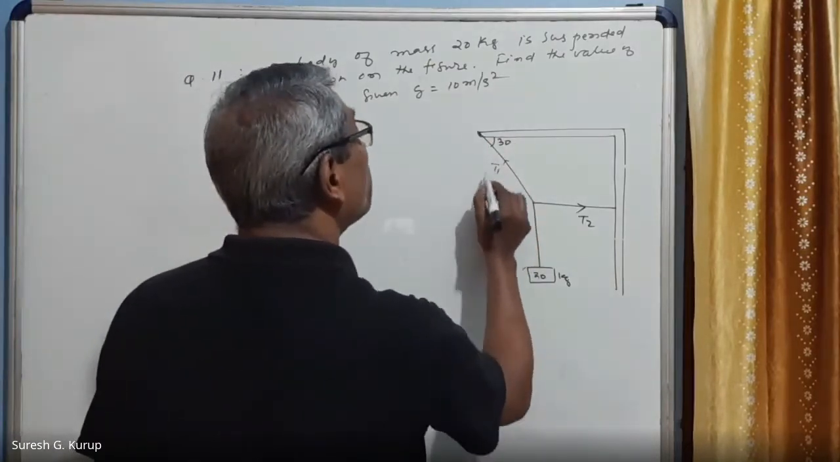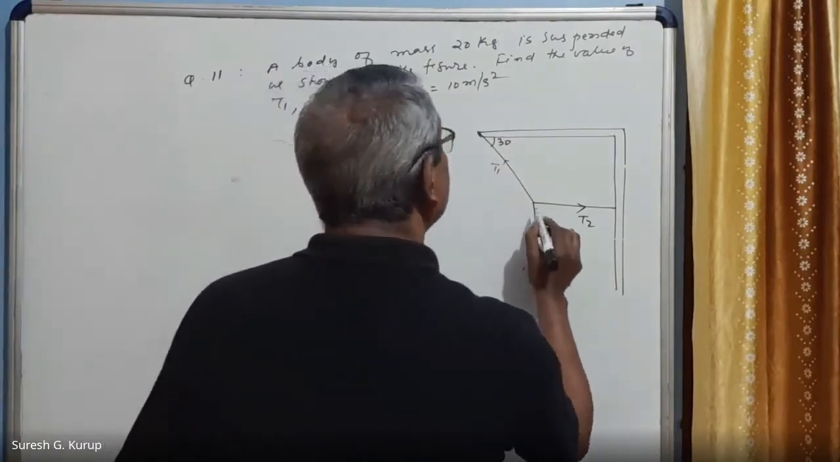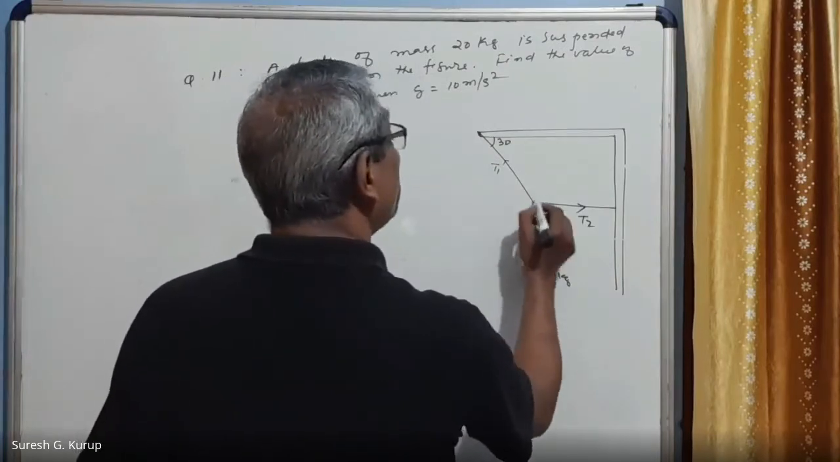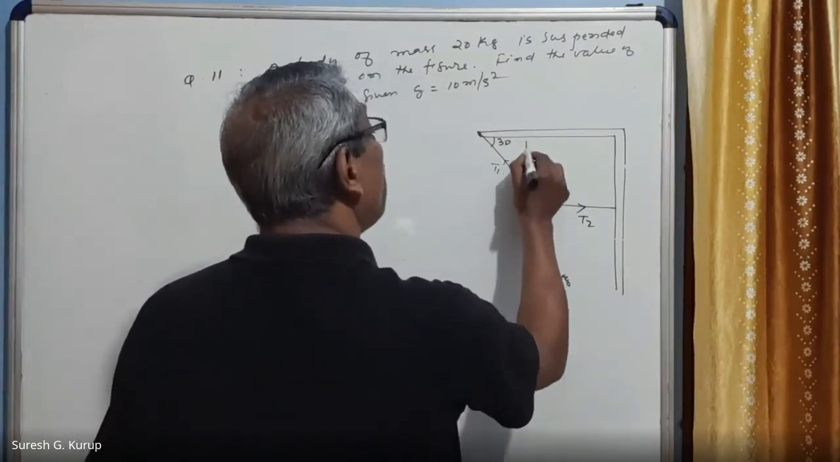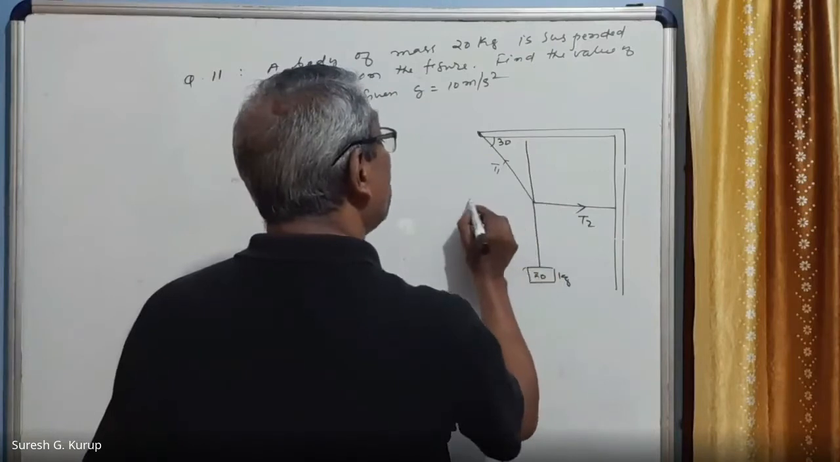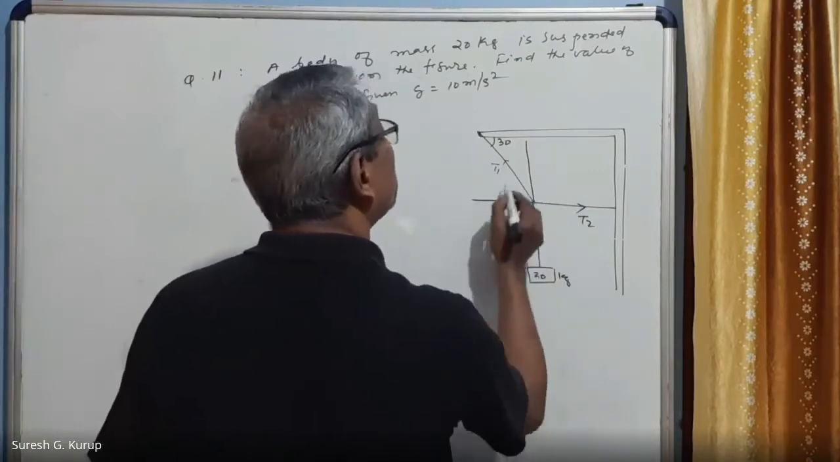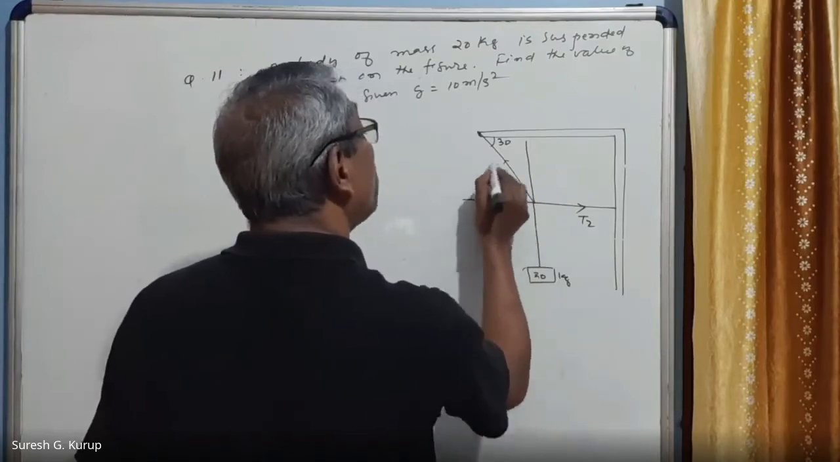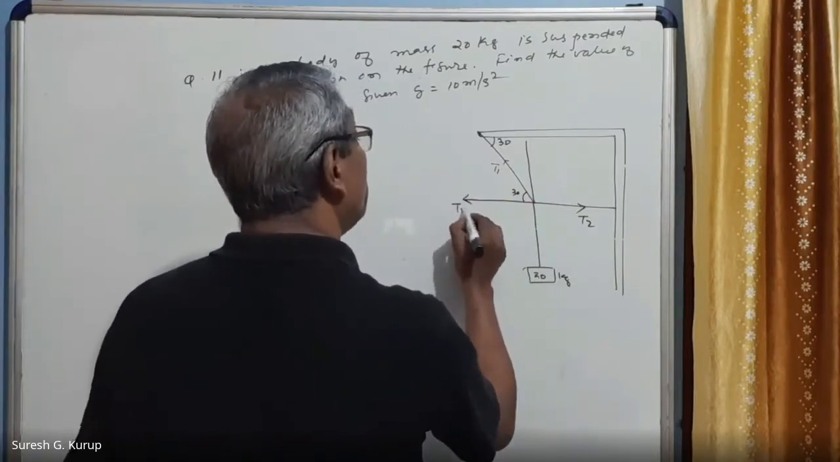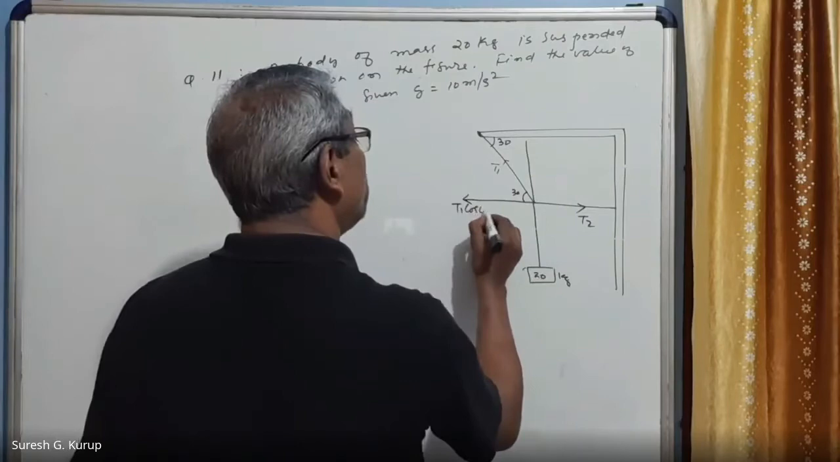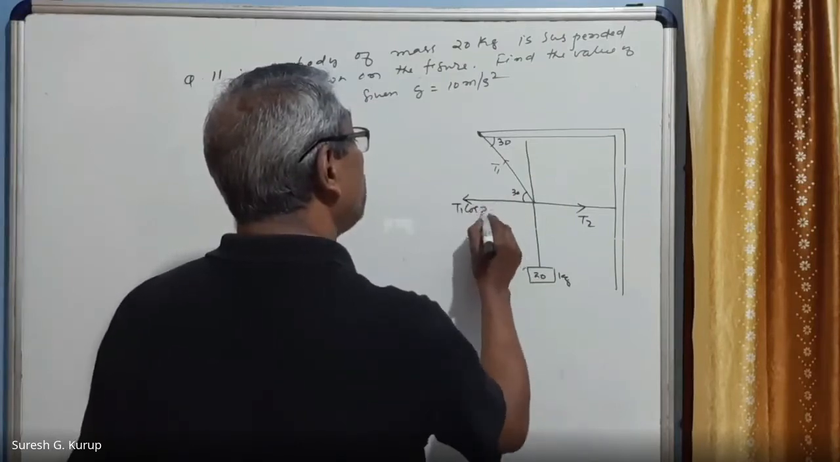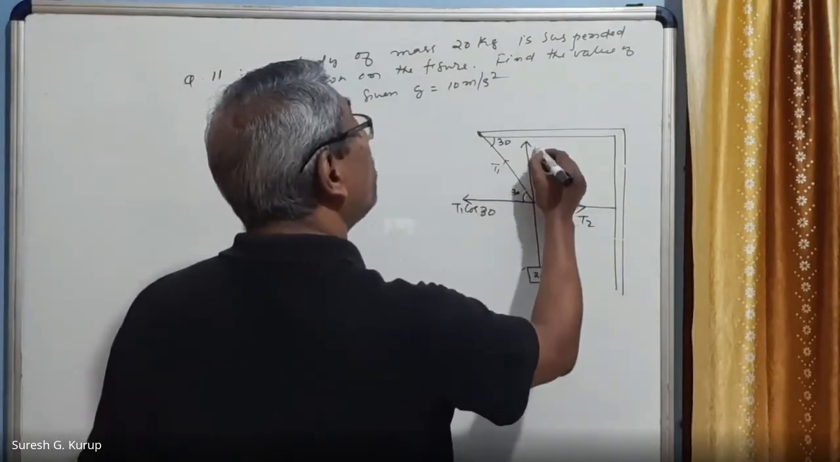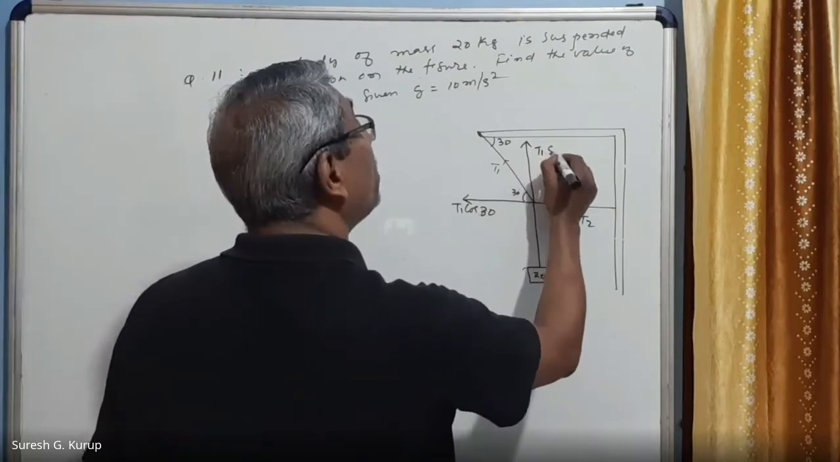You can resolve this into two components. T1 can resolve into two components, one along this direction and other along this direction. If this is 30, naturally this also will be 30. So this component of T1 will be equal to T1 cos 30. And this component will be equal to T1 sin 30.